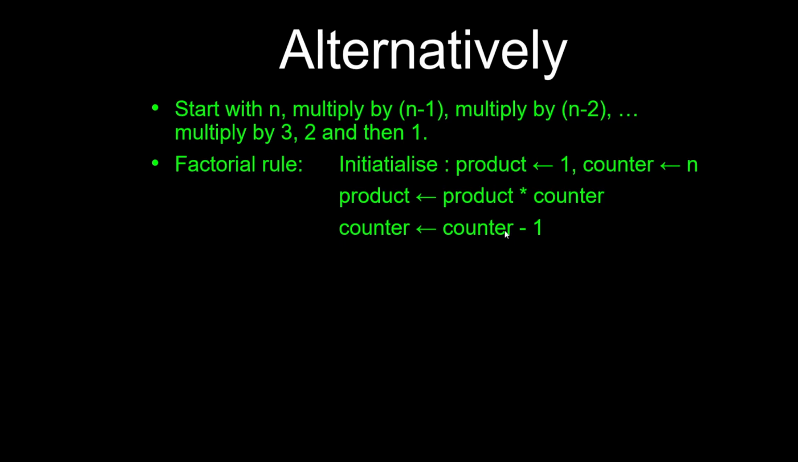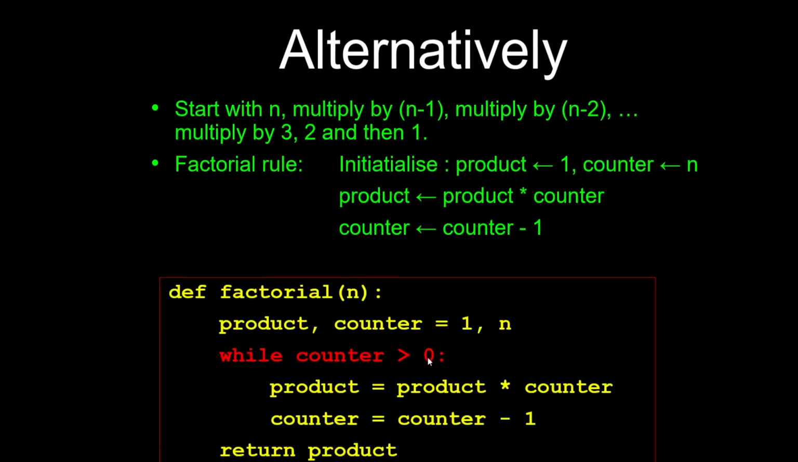You should stop when your counter is equal to 0 or less. So while counter is more than 0, I will update my product. Product equals product times counter, then counter minus 1. So this will keep on looping.